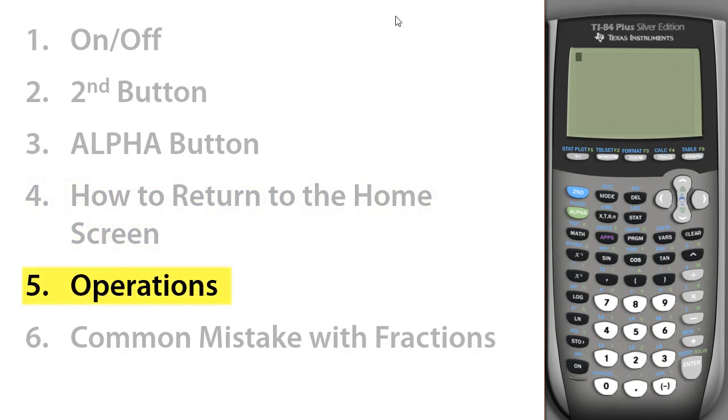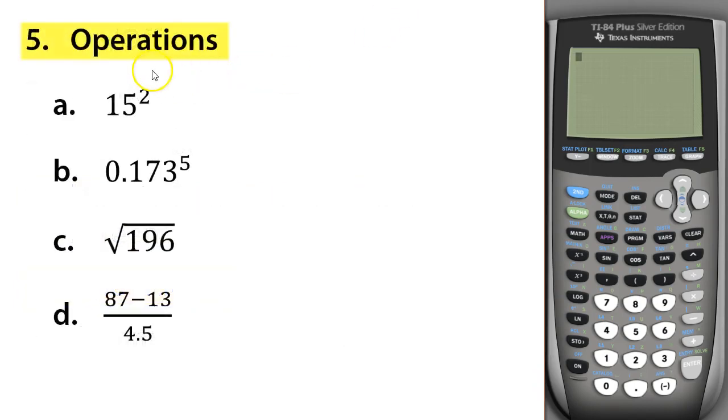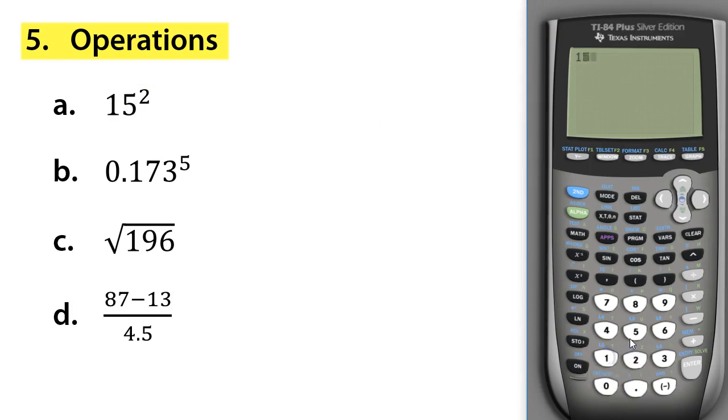So let's talk a little bit about operations in the TI-84. Let's go through some basic evaluating of expressions. For example, if we want to evaluate 15 squared, here's how we would do that. We press 15 and then square it. That button is right here, x squared.